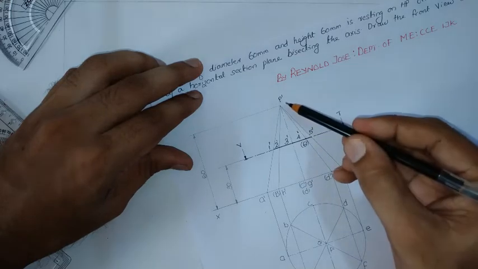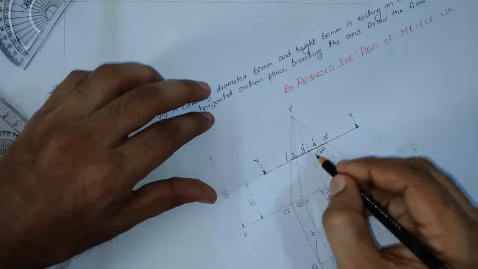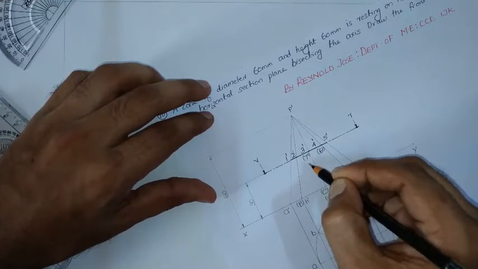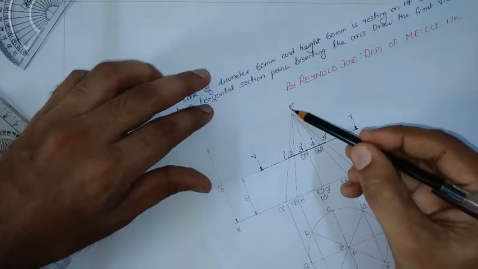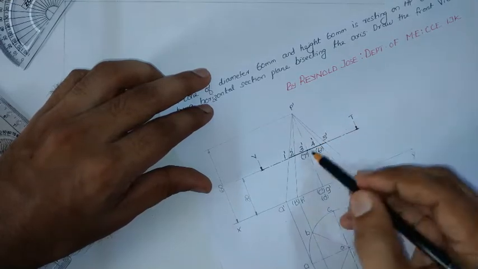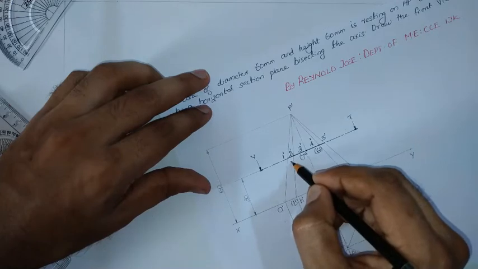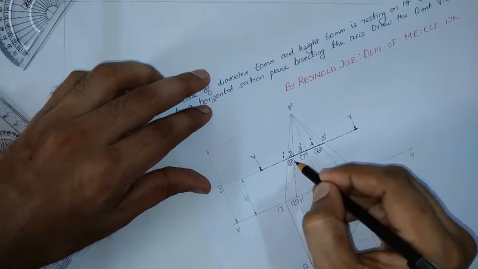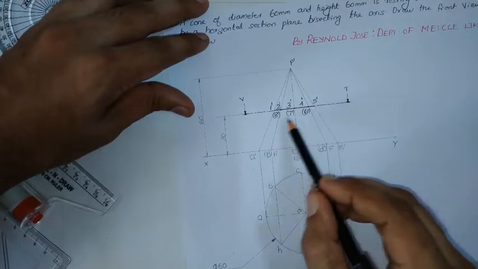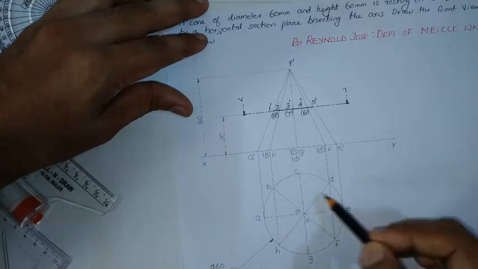On the other side we are having one more generator P'C'. So on the other side we will be having one invisible meeting point. Let us mark it as 7', which is also invisible. Now we are having P'B', so this is PB, which is again on the other side. So we will be having one more meeting point on the other side which is invisible. Let us mark it as 8'. So when you are observing the front view, you will be having 5 visible meeting points and 3 invisible meeting points for these 8 generators.